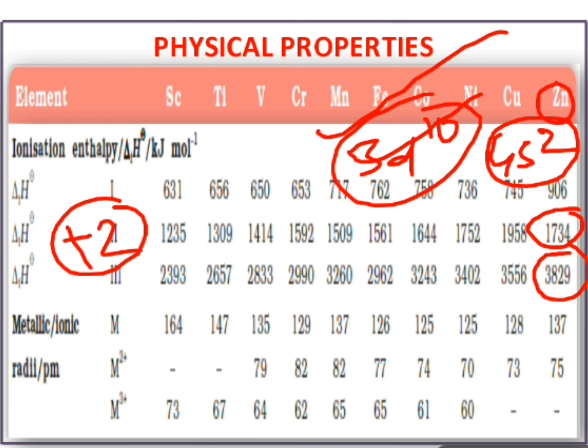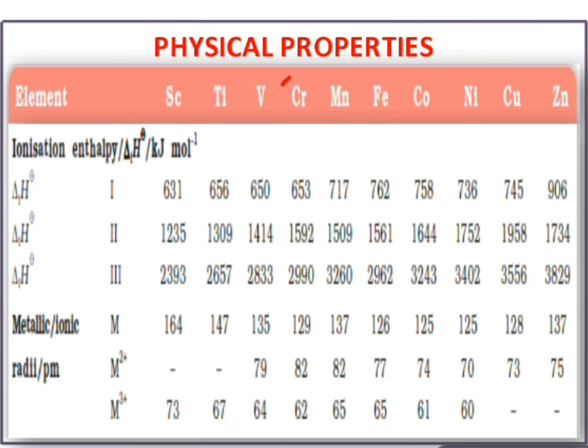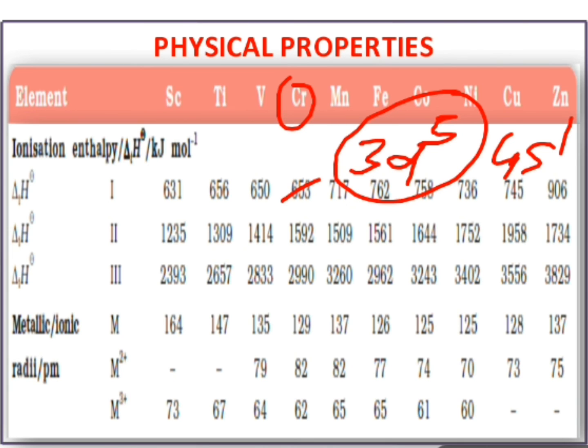Like that, you can compare some more things. From chromium, see, the configuration of chromium is 3d5 and 4s1. Now, if you remove one electron, okay, one electron is removed, the configuration is very stable. So that's why the energy is suddenly increasing. And after that, to remove one more electron, it's very difficult. So the energy required to remove an electron is increasing, that's why ionization enthalpy is also increasing.